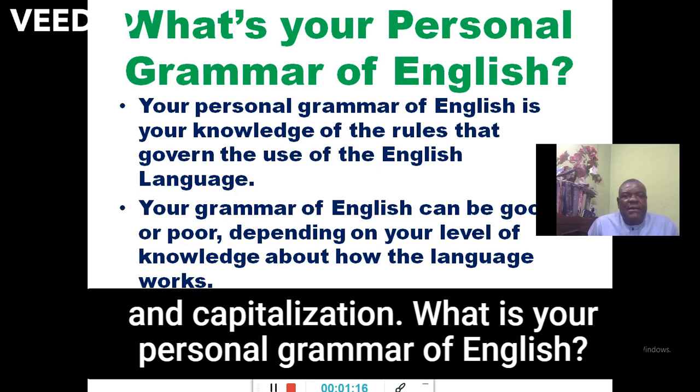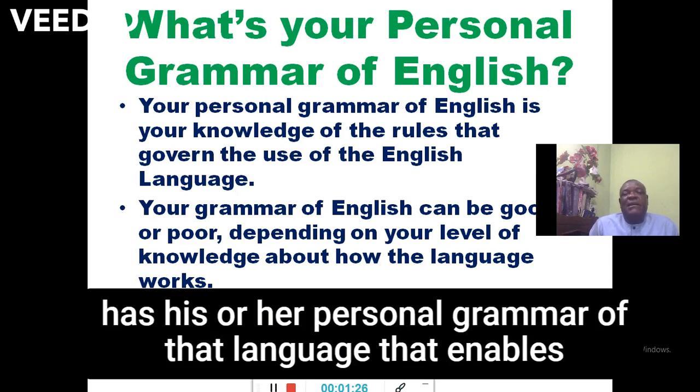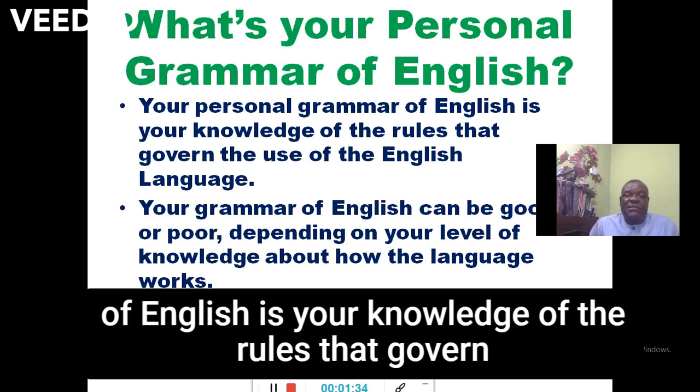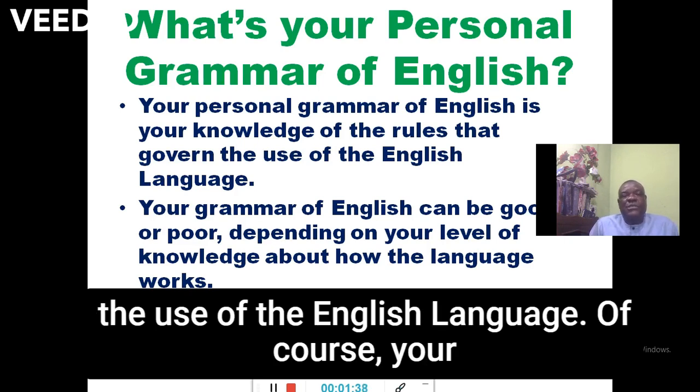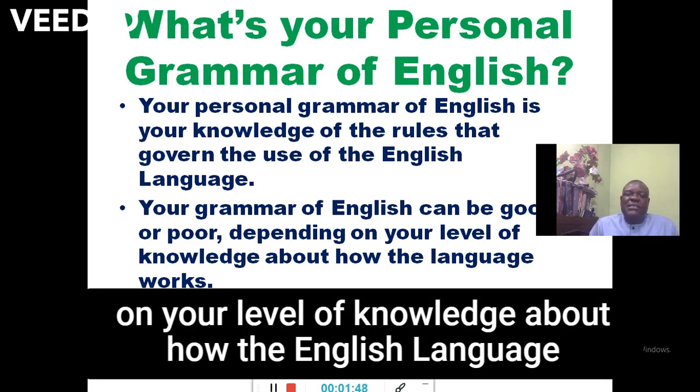What is your personal grammar of English? Strange as the question may appear, every user of a language has his or her personal grammar of that language that enables them to speak or write the language. Your personal grammar of English is your knowledge of the rules that govern the use of the English language. Of course, your grammar of English can be good or bad, rich or poor, depending on your level of knowledge about how the English language works.